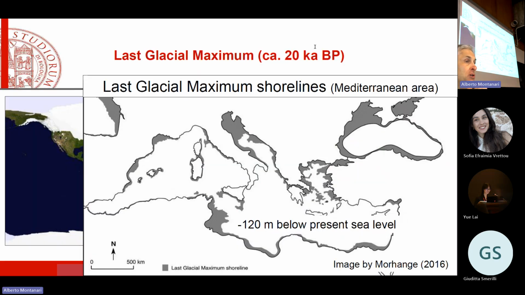Here you see a picture of the shoreline during the last glacial maximum, when the level of the sea was about 120 meters below present sea level. And you see that indeed the extension of the ocean was much more limited with respect to today. But you have to consider that the level of the ocean was 120 meters below the present level.